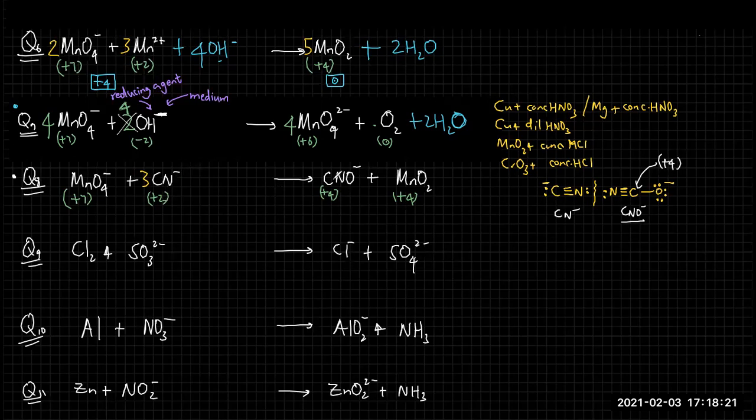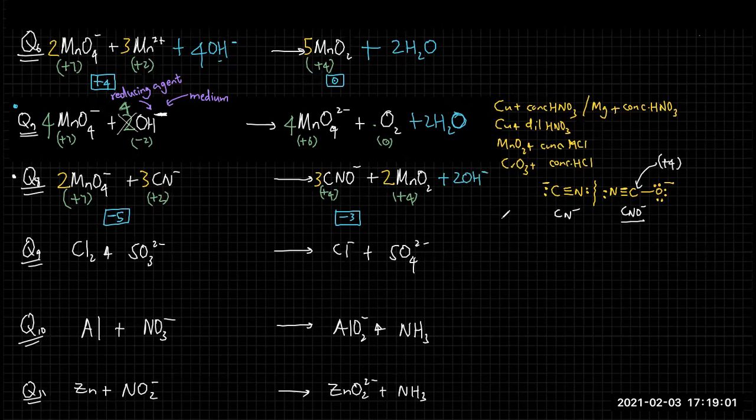From plus 2 to plus 4, the difference is 2, and that 2 goes in front of manganese. 2 manganese, you will balance that. 3 carbon and 3 nitrogen, you will balance that. Let's balance oxygen later. Don't worry about oxygen. And then, as usual, we have to consider the charge. On the left-hand side, the charge is minus 5, 2 minus 3. On the right-hand side, the charge is minus 3. This side is more negative, so I have to put 2 OH minus to balance it.